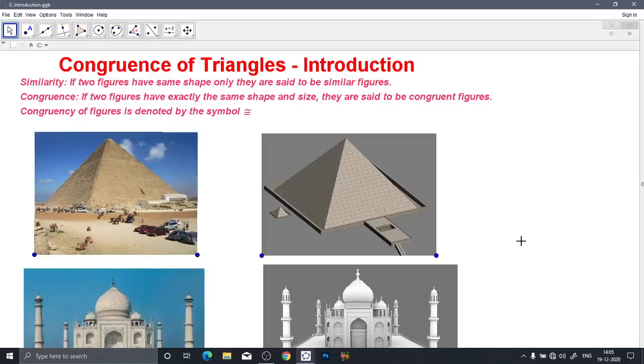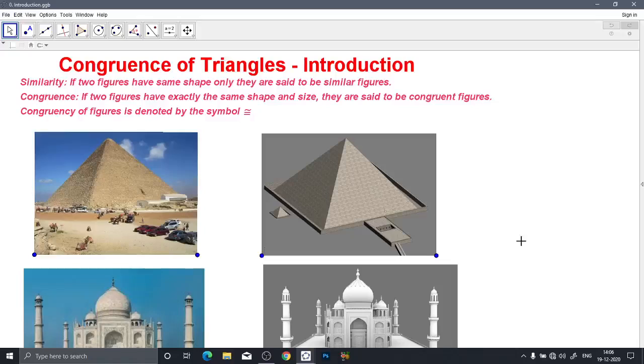Before going to congruence of triangles, first you have to know two words, which are similarity and congruence. First, you have to know the difference between similarity and congruence. So what is meant by similarity? As all of you know, similar means equal. But here there is a lot of difference between similarity and congruence.